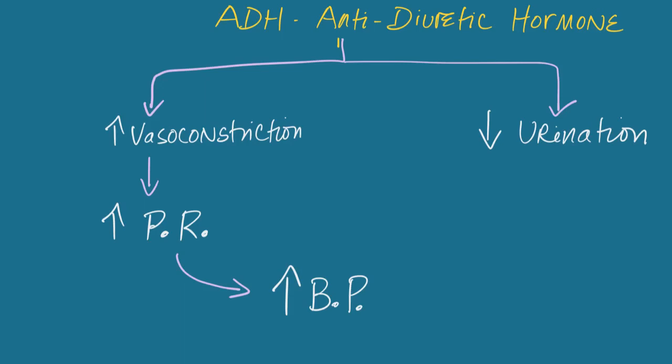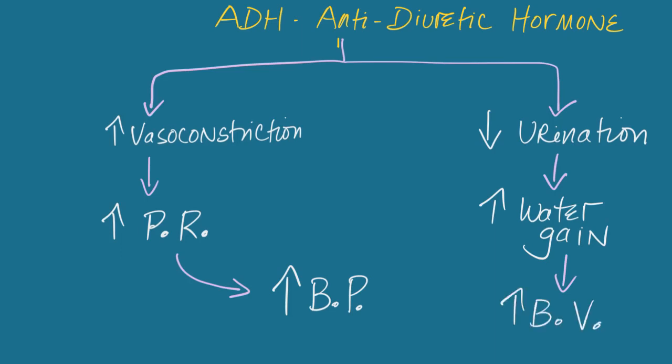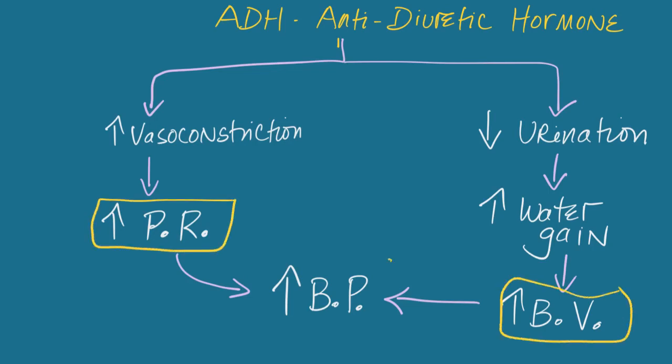Now for the urination. When you pee less, the water retention increases. You hold back more water. So there is a water gain. Water gain increases. When there is more water, the blood volume is increased as well. When blood volume increases, blood pressure increases as well. So there we have it. Peripheral resistance goes up, blood volume goes up, so blood pressure goes up as well.